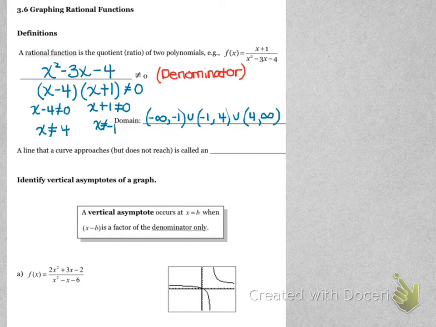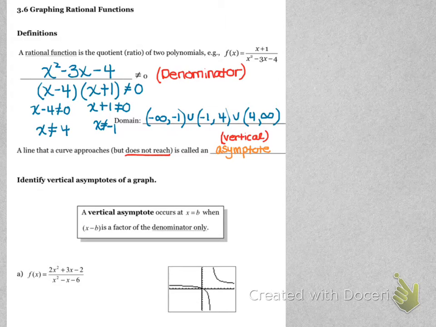Now, there's a line that a curve approaches, but it doesn't reach, and it's called an asymptote. It's also important to mention that it's going to be a vertical asymptote. It's in parentheses because we don't just have vertical asymptotes, we also have horizontal asymptotes, but horizontal asymptotes have somewhat different characteristics. So when I say it does not reach it, I'm referring to a vertical asymptote. When we identify vertical asymptotes, a vertical asymptote occurs when x equals b, when x minus b is a factor of the denominator only.